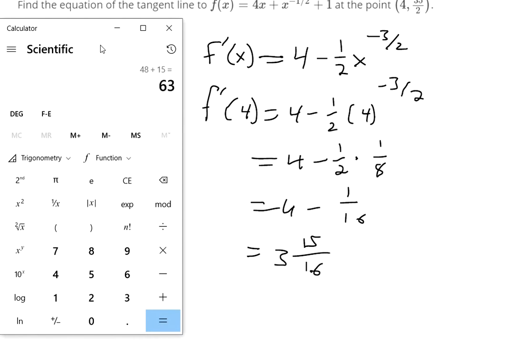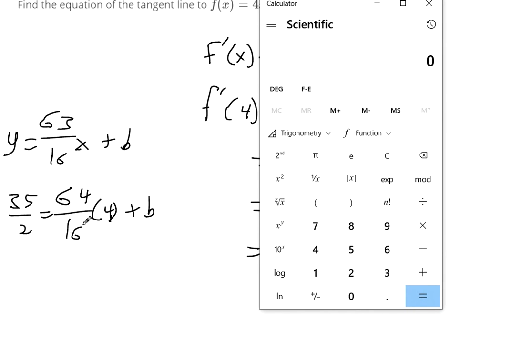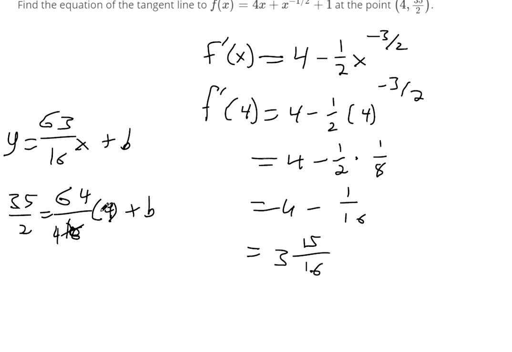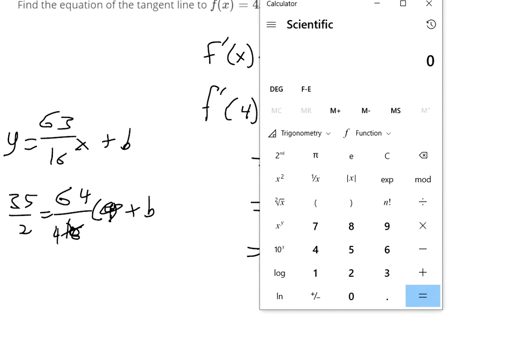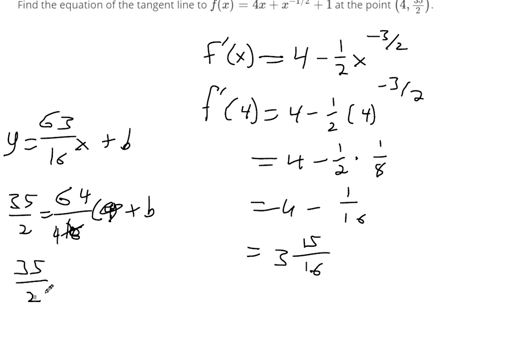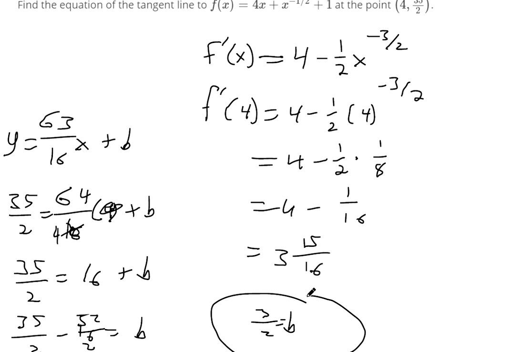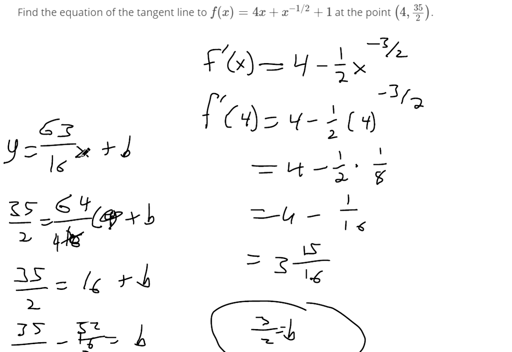So we're back to fractions. So let's cross simplify, make our lives easier. So 64 divided by 4 makes 16. So subtract that 16 from both sides. So that's 32 over 2. 35 over 2 subtracted by 32 over 2 makes 3 over 2 for b. So that's your y-intercept, 63 over 16x plus 3 over 2 here.